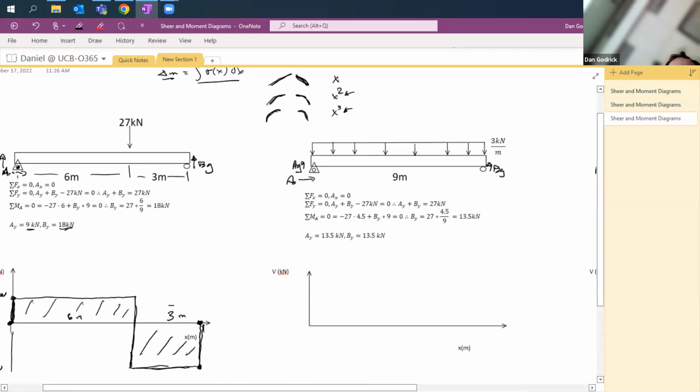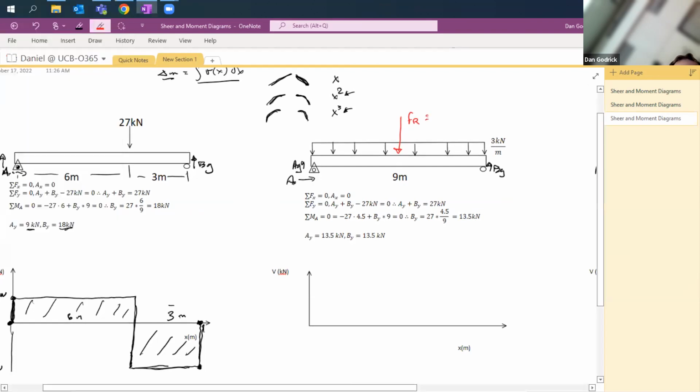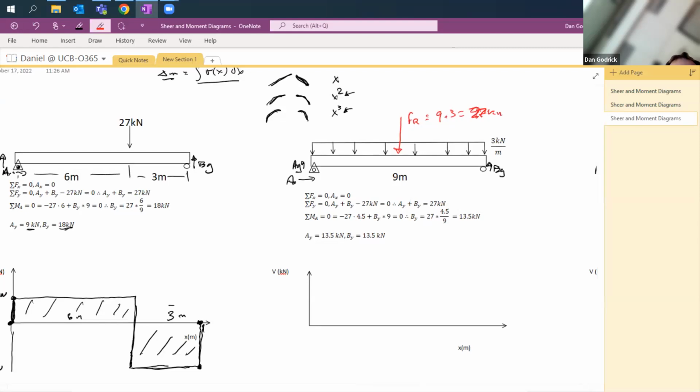So it's 3 kilonewtons per meter times 9 meters. We want to get our resultant force, and we know that our resultant force, FR, is 9 times 3, which is 27 kilonewton, and it's applied at 4.5.